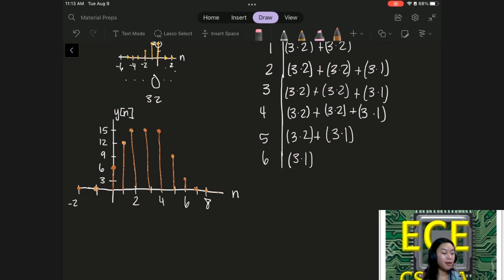Yeah. And that's how you do convolution for discrete signals, which is very long, but once you get more practice, you'll figure out how to do it quicker.